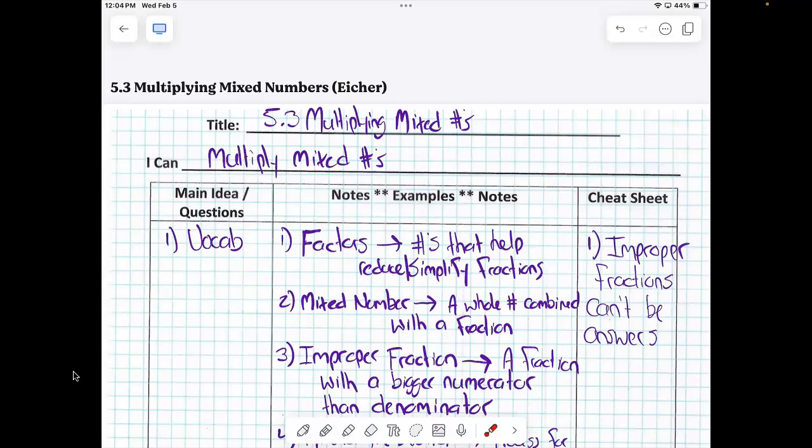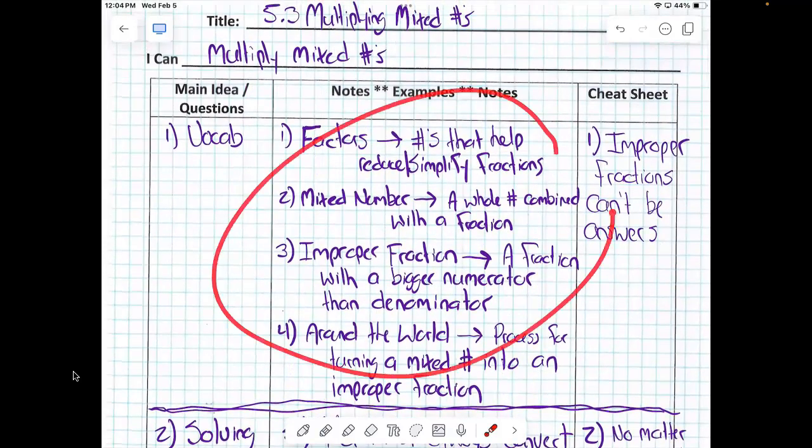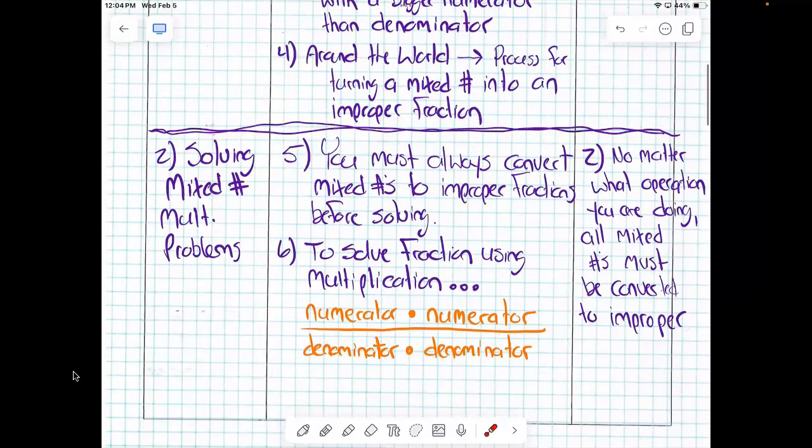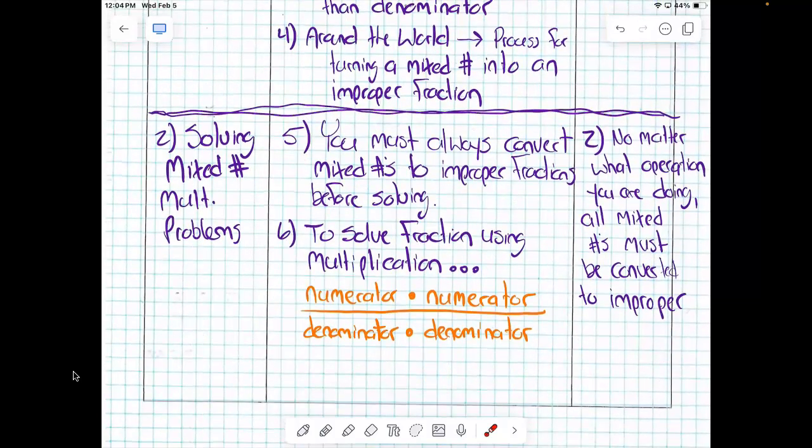Papers down. Today we multiplied mixed numbers. Can you multiply mixed numbers? Yes. Okay, review. All these words are review words. You know all those words. So we're going to skip right past the vocab, and we're going to start talking about what we need to remember when solving with mixed numbers.